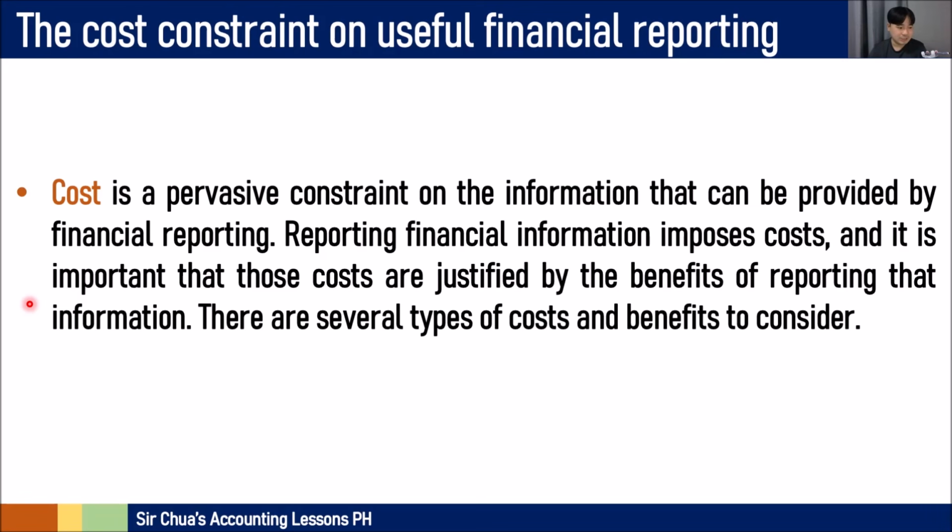Now, all of these things that we have discussed, no, and the process itself of financial reporting is we have what we call the cost constraint of useful financial reporting. Cost is a pervasive constraint on the information that can be provided by financial reporting. Reporting financial information imposes costs, and it is important that those costs are justified by the benefits of reporting that information. There are several types of costs and benefits to consider.